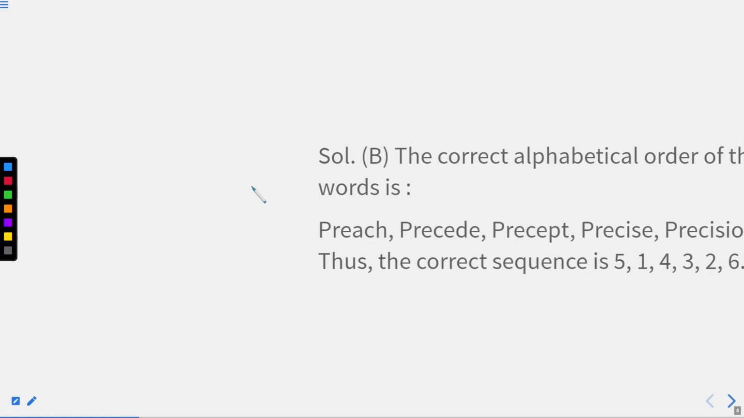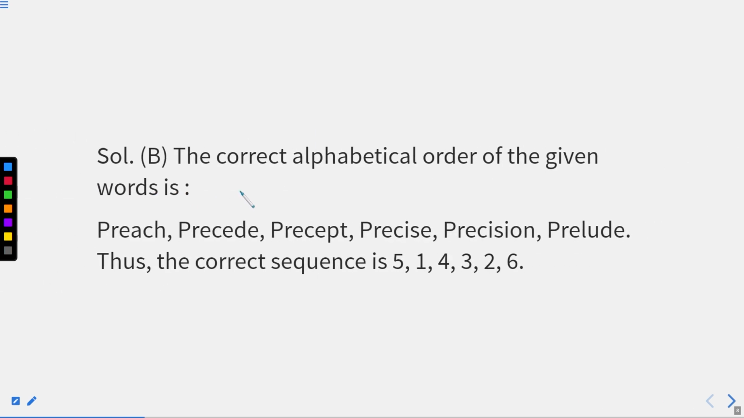So in the same manner that we did earlier, the correct alphabetical order of the given words will be preach, which is followed till the last word, that is prelude, right? The correct sequence is going to be 5, 1, 4, 3, 2, 6, right? 5, 1, 4, 3, 2, 6. I hope you are able to understand this particular concept. Here we are using the dictionary method to arrange them in a particular order, the way they are arranged in the dictionary for sure, right?